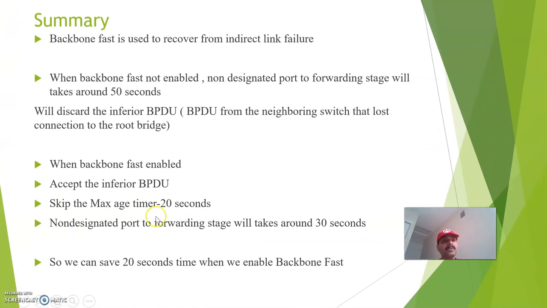Let us see the summary. Backbone fast is used to recover from an indirect link failure. When backbone fast was not enabled, the non-designated port to forwarding state transition takes around 50 seconds, and it will discard the inferior BPDU. But when backbone fast is enabled, it will accept the inferior BPDU and skip the max age timer, that is 20 seconds. There will be only a 30 seconds time delay for the non-designated to forwarding state transition, since it skipped the max age timer of 20 seconds. So we can save 20 seconds when we enable backbone fast.